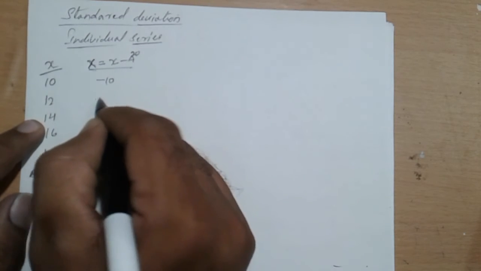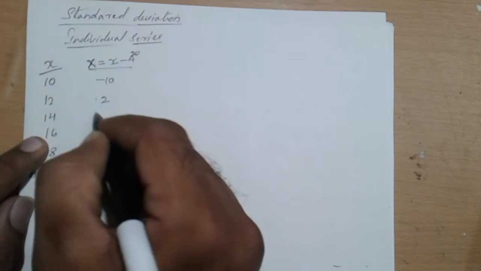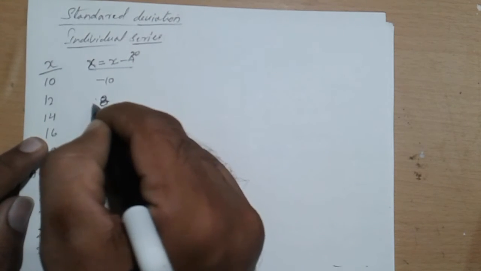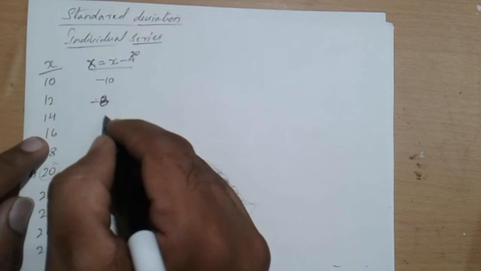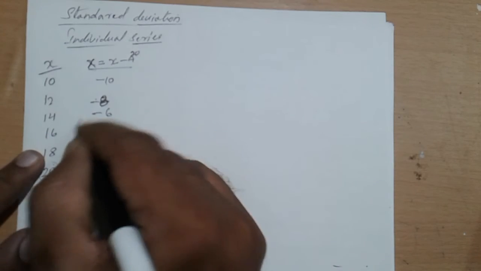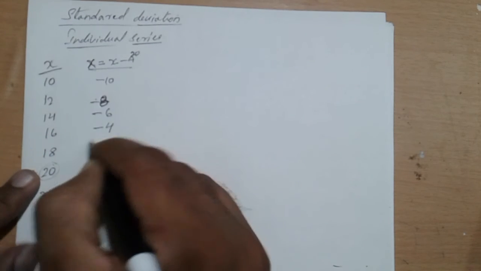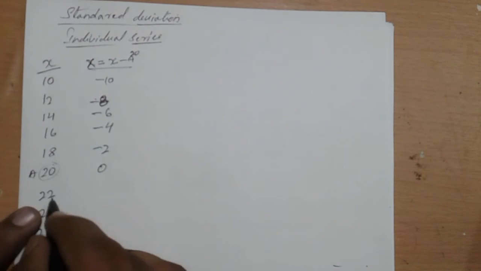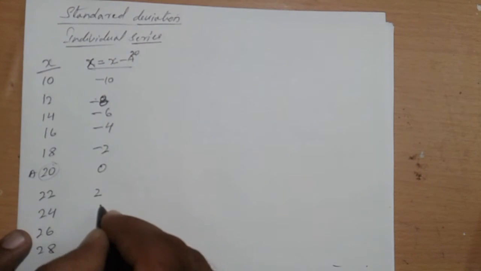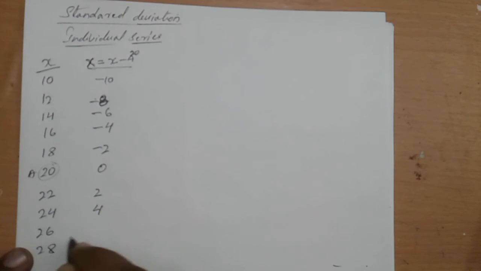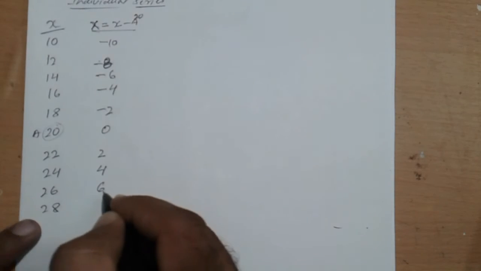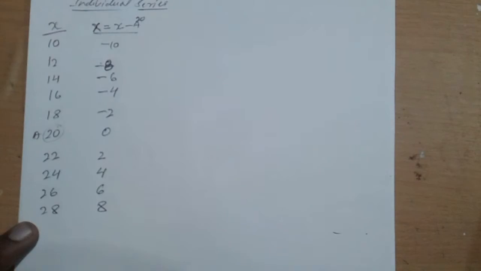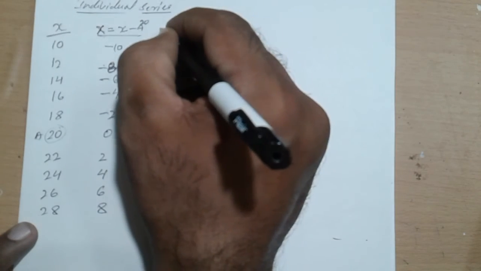12 minus 20 is minus 8. 14 minus 20 is minus 6. 16 minus 20 is minus 4. 18 minus 20 is minus 2. 20 minus 20 is 0. 22 minus 20 is 2. 24 minus 20 is 4. 26 minus 20 is 6. 28 minus 20 is 8. Now make it square.